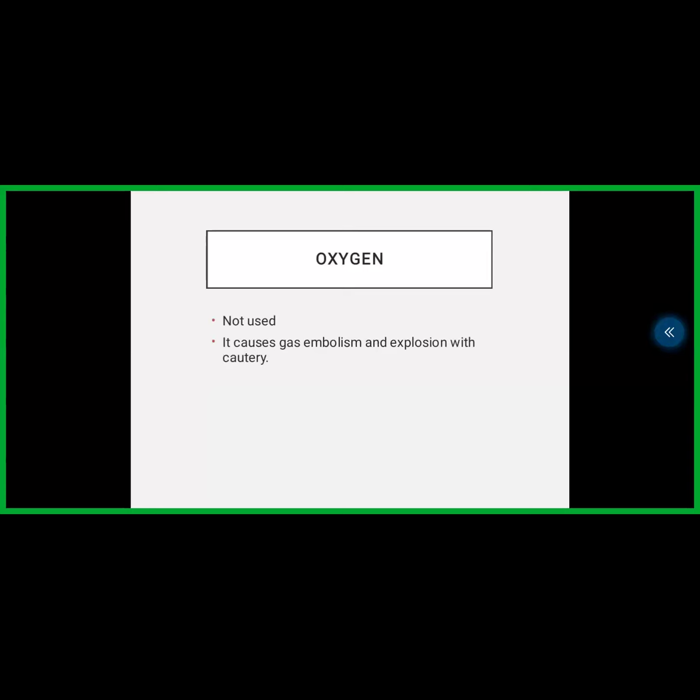Then oxygen is not used because it's very combustive, it supports combustion, it can cause gas embolism and also explosion with the use of diathermy.